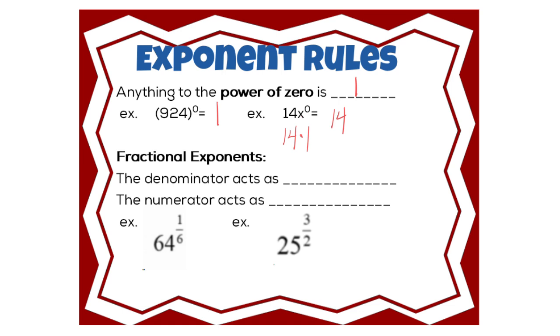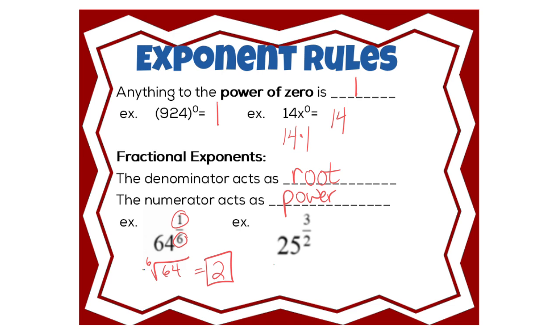Another quirky thing is if you have a fractional exponent. So in this example here, I've got a 64 to the 1/6 power. So this denominator here is always going to act as the root of the problem. So that's a 6th root is what that is. The numerator, which in this case is just a 1, acts as your power. So in the end, a 64 to the 1/6 is really the equivalent of a 6th root of 64, which happens to be 2.